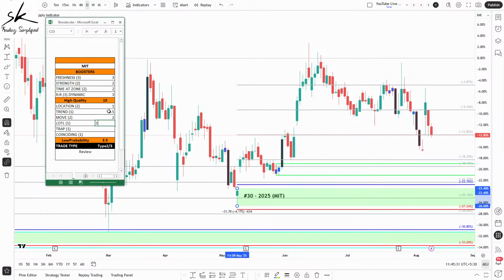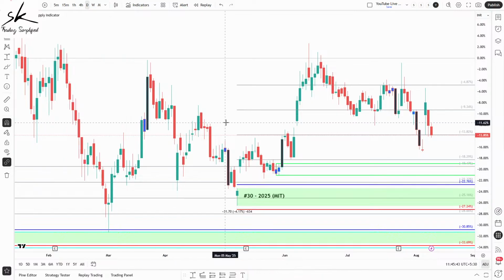It is definitely a case of level on top of level. We have already verified that. It is also a coinciding level. The last one is trap, which in a way becomes irrelevant. Why? Because whether it is 0 or 1 doesn't make any difference. It will still remain as a type 1 trade for us. But let's verify.